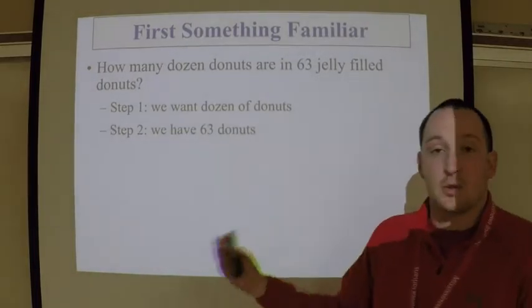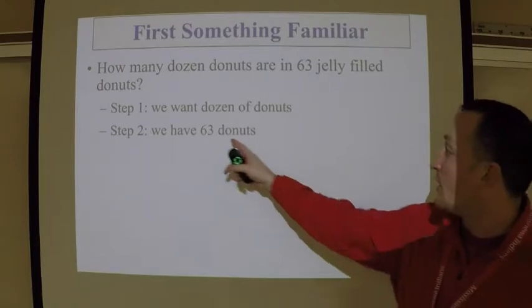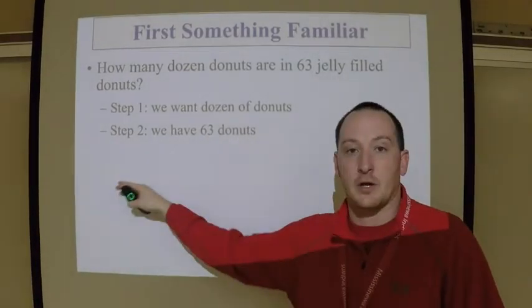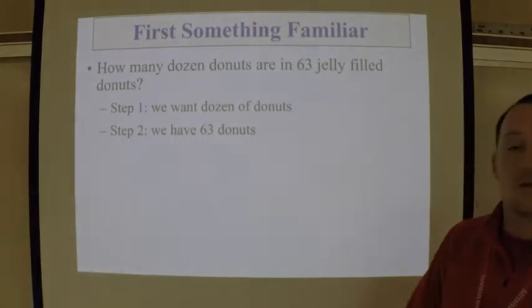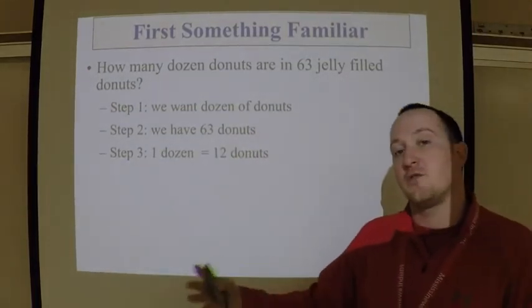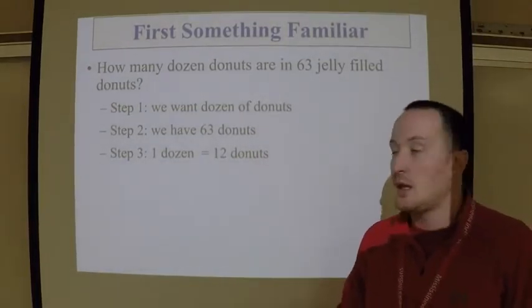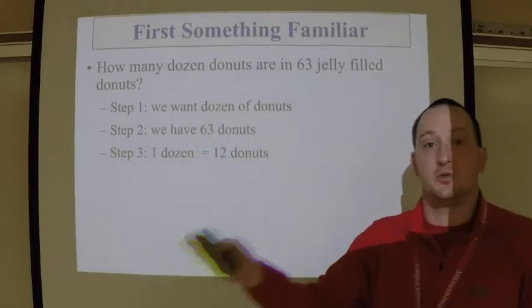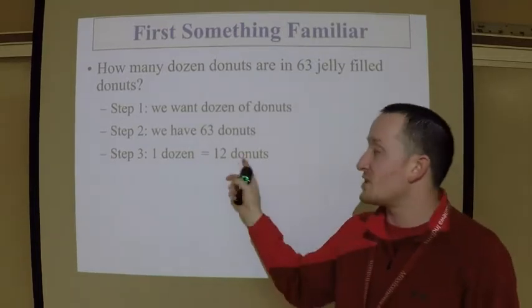Step two is we know how many donuts we have. This is the number and the unit that we're given, and we're going to write that over here on this side. Then we have to think about what unit conversions we need in order to go from donuts to dozens of donuts. Well, we know that 1 dozen is 12 donuts.